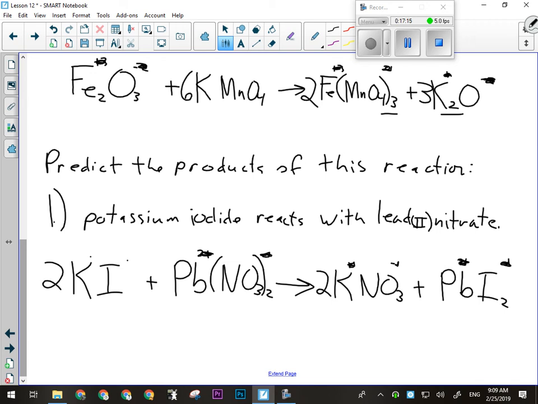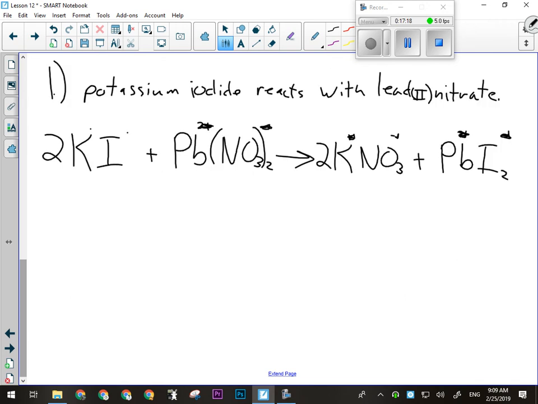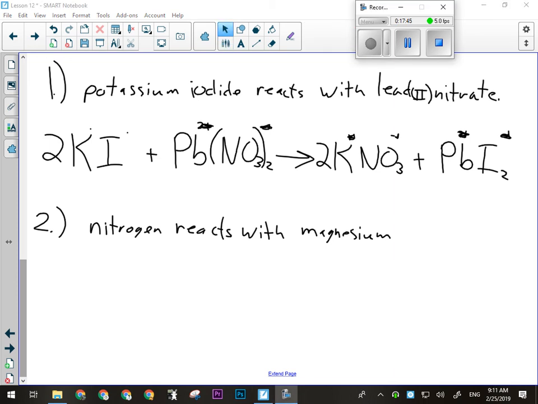All right, let's try a different one here. Okay, I'll give you a few minutes on that one. Nitrogen reacts with magnesium. Okay, let's have a look at this one. So nitrogen reacts with magnesium.